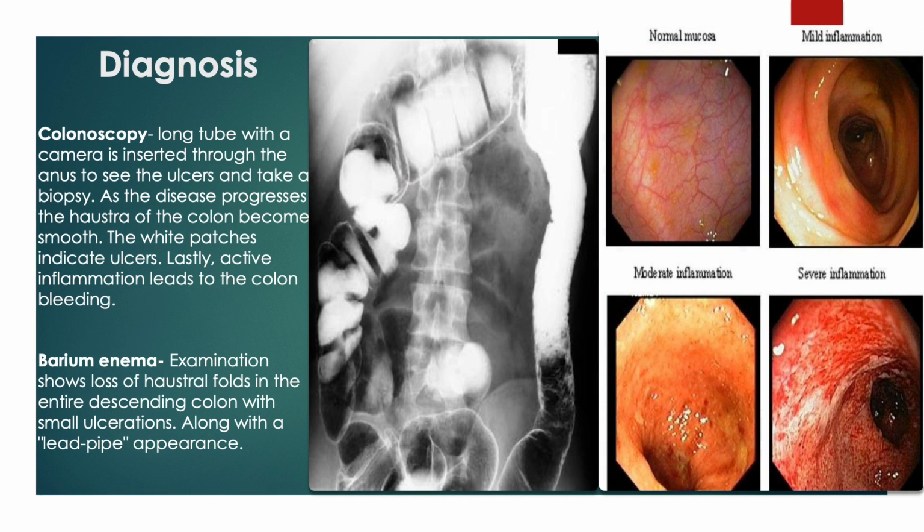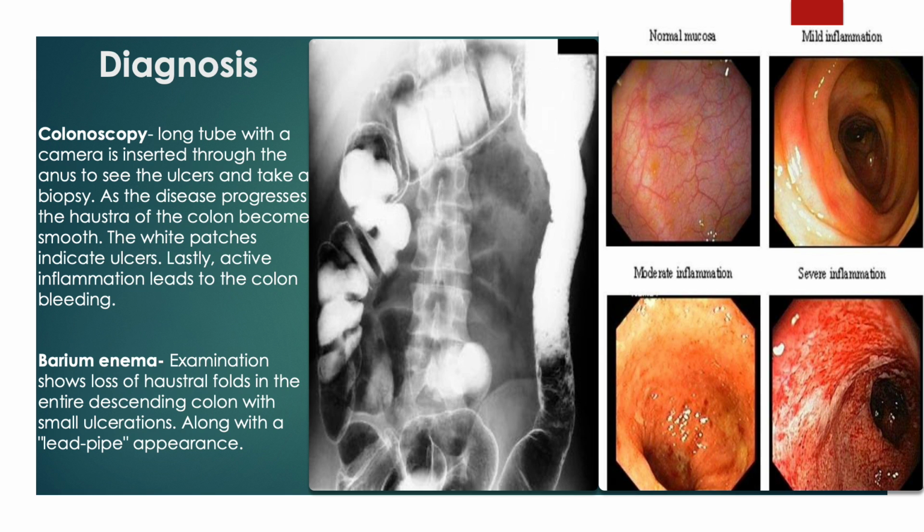In the diagnosis, we have the colonoscopy, which is a long tube with a camera that is inserted through the anus to see the ulcers, and take a biopsy, which is a tiny tissue sample that is taken for analysis, and this is the best way to confirm for ulcerative colitis. In the picture, we can see that as the disease progresses, the haustra of the colon becomes smooth. The white patches indicate ulcers. Lastly, active inflammation leads to chronic bleeding, as we can see in the severe inflammation in the picture on the right.